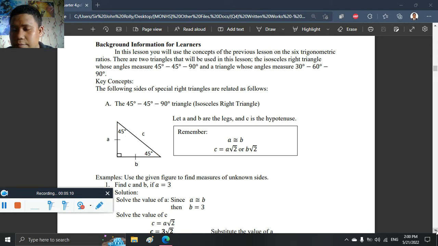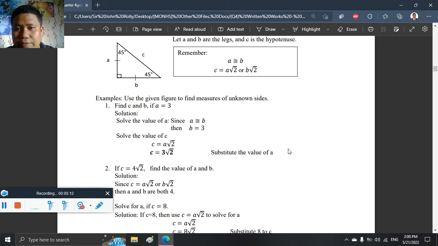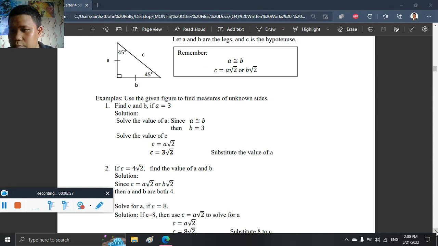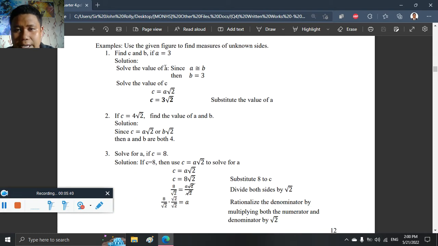Next, use the given figure to find measures of unknown sides. So, mga examples ni sa problems nga relate sa 45, 45, 90. Then, we're going to use this rule to solve for the missing parts of the triangle. Sige, let's start with number 1. Find C and B if A equals 3.